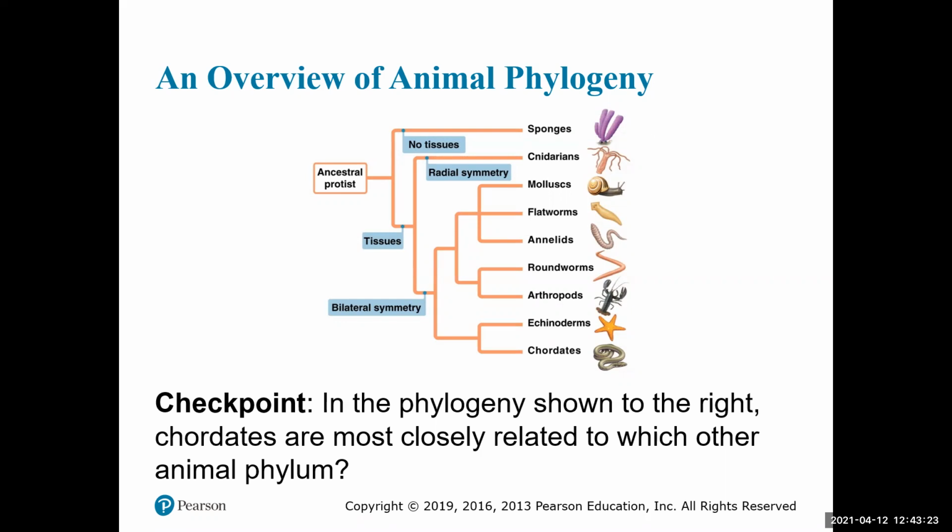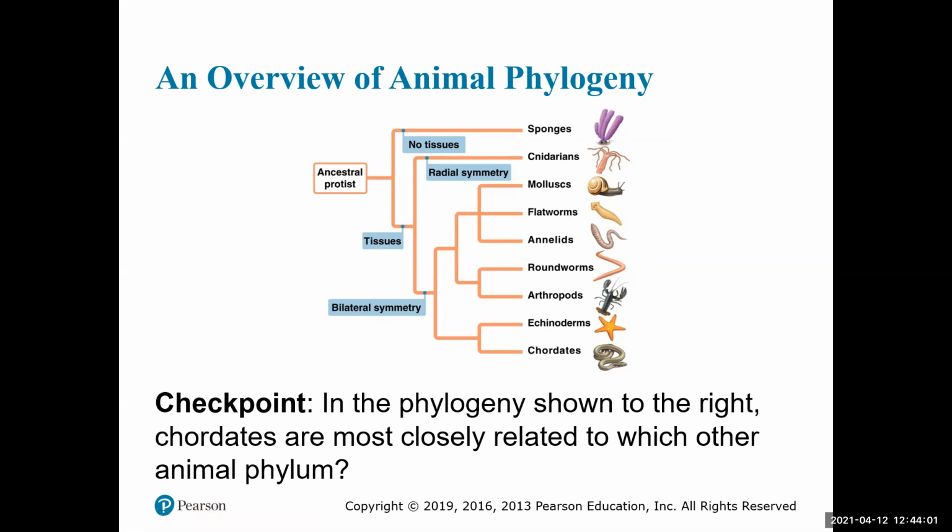All right, so hopefully you got this based off of our previous discussion in the evolution chapter and said that echinoderms are more closely related to chordates than any of the other animal groups. And if you did, then you would have been correct. So chordates and echinoderms are sister phyla, okay? And that basically means that chordates and echinoderms are more closely related to each other than they are to any of the other groupings like arthropods, roundworms, annelids, flatworms, etc.